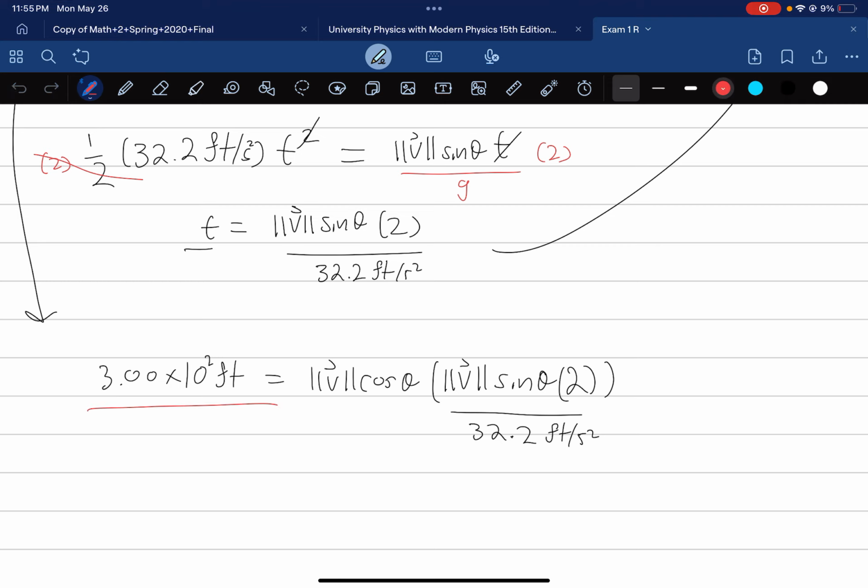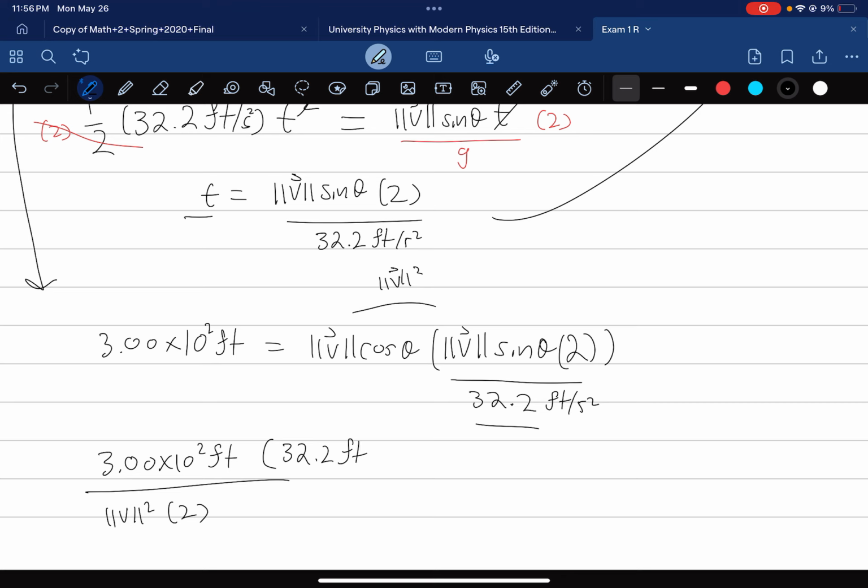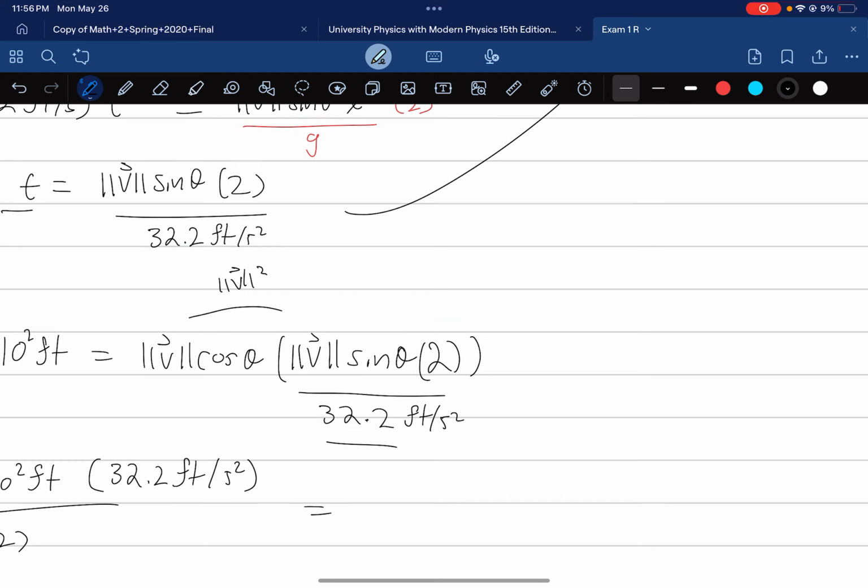So I'll just rewrite everything down here, make it easier. Just moving stuff around using basic algebra, we can divide the two. Technically we can combine these and then say this is the magnitude of v squared. So we're gonna put that down here. We're dividing, and we're also gonna bring down the 2, and we're gonna bring up the gravity, feet per second squared. And now we're just left with cosine theta, sine theta.